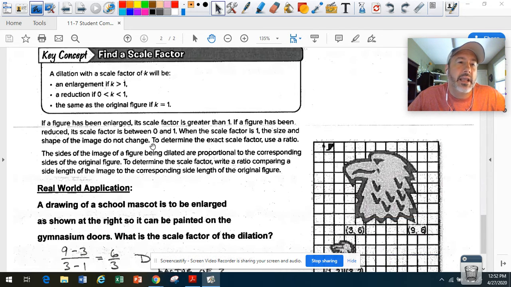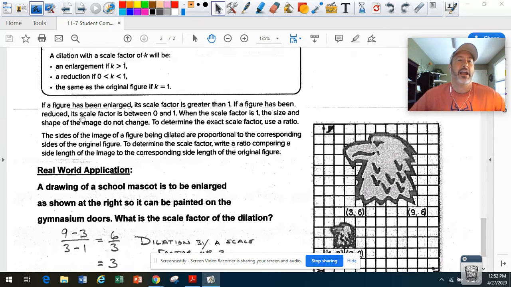Okay, so it says, if a figure has been enlarged, its scale factor is greater than 1. We know that. If a figure has been reduced, its scale factor is between 0 and 1. Just talked about that. When the scale factor is 1, the size and shape of the image does not change. It's in the same location too. To determine the exact scale factor, use a ratio. Okay, so that's what we're going to be looking at here.